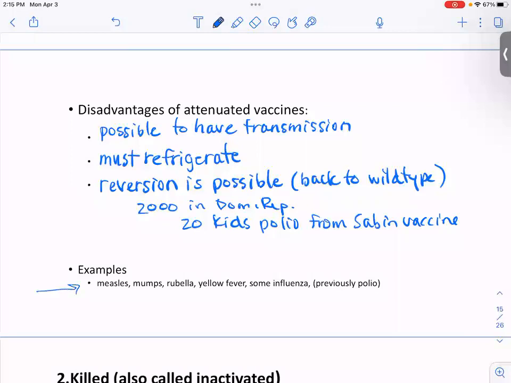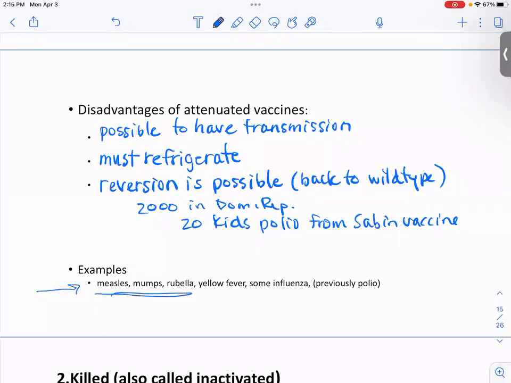Usually we only use an attenuated vaccine unless we can't get any other type of vaccine to work. So we had a measles vaccine back like in the 50s or 60s. It didn't work very well. And so we had to go with the attenuated MMR. We put the measles together with mumps and rubella, yellow fever, some influenza. So there's a certain age group that it works a little bit better to get an attenuated influenza virus.